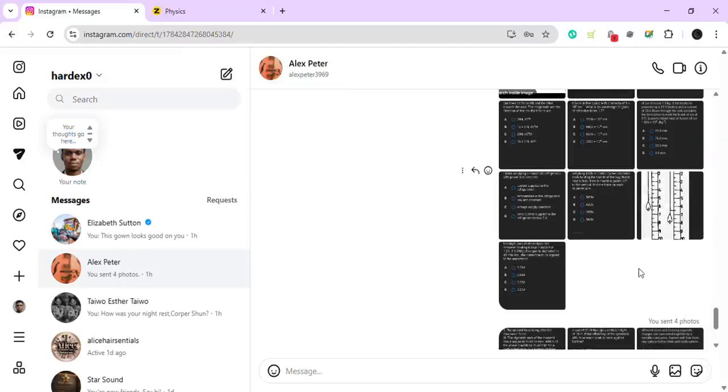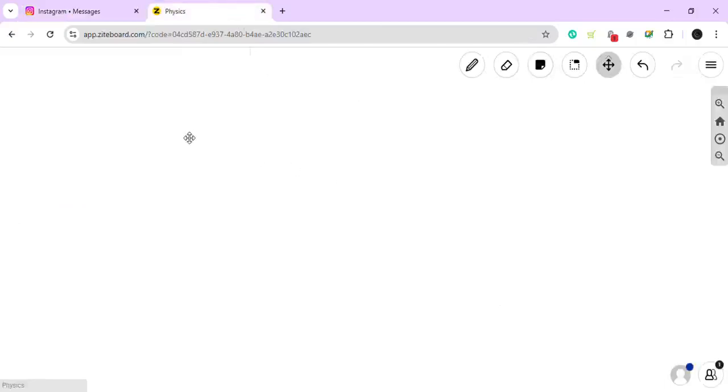Okay, so let me pick the next question. Copy, then paste. Let me paste it. Alright, it's loading. Let me wait for it to load.